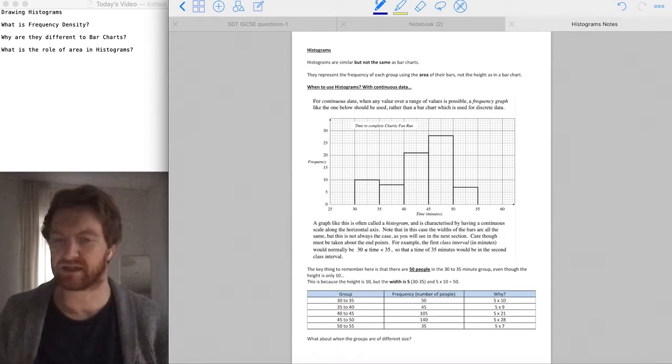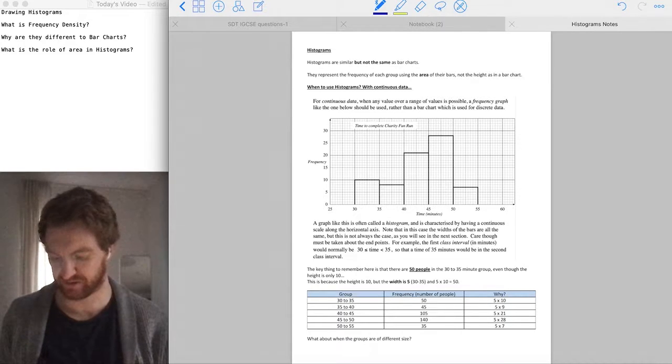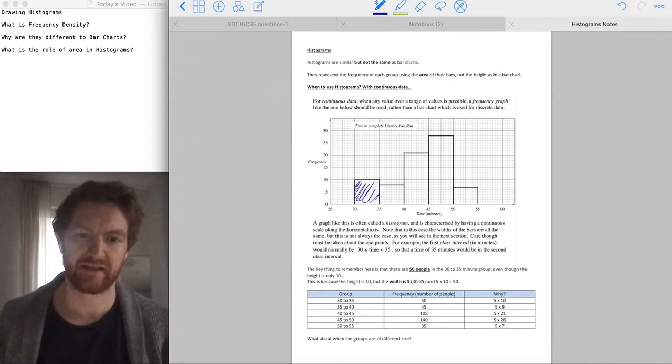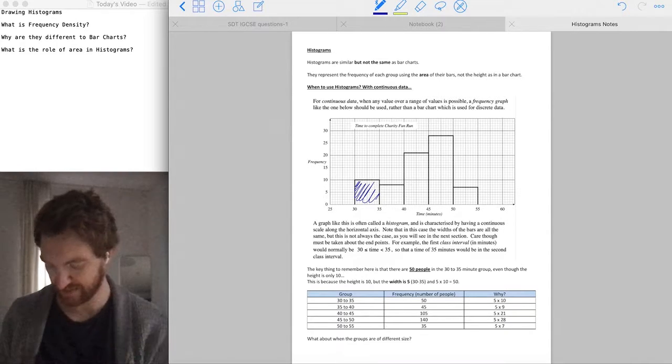What is frequency density? Why are histograms different to bar charts? And why is area so important? So we'll start with the last of these questions. Let's imagine I was looking at this bar that I've just shaded in. This is a group that goes from 30 to 35. And when we look at that, the height of it is only 10.